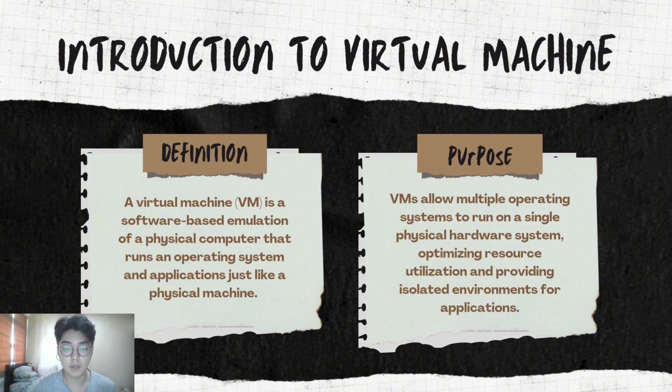And before we go to our topic, we are going to talk about virtual machines. What is a virtual machine? A virtual machine is a software-based emulation of a physical computer that runs on an operating system and runs its own applications, just like a physical computer. Its purpose is to allow multiple operating systems to run on a single physical hardware system. Using that, it can optimize resource utilization and provide isolated environments for the applications within them.